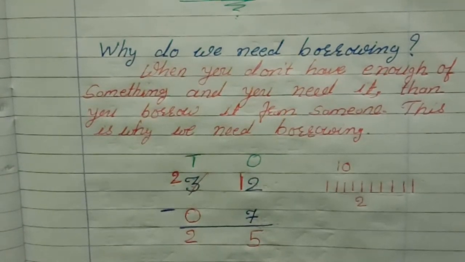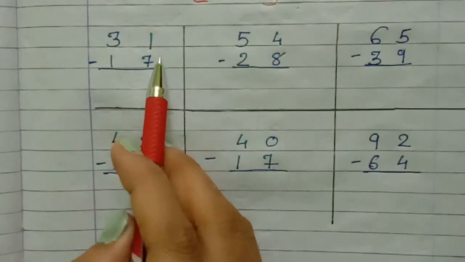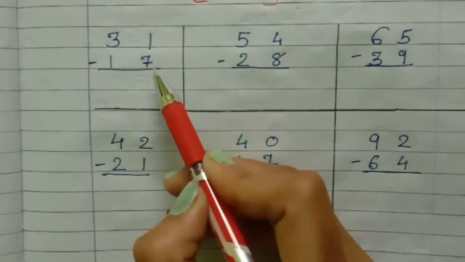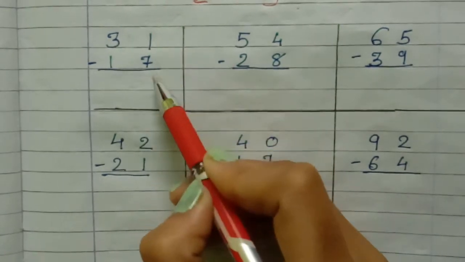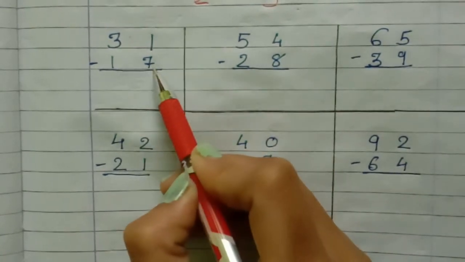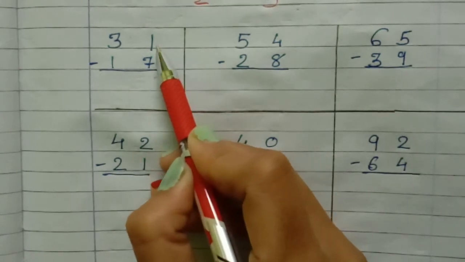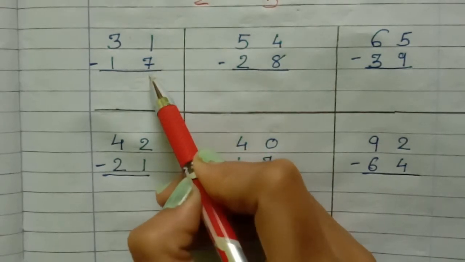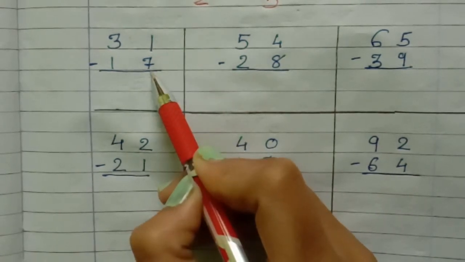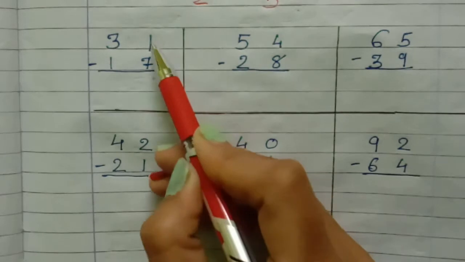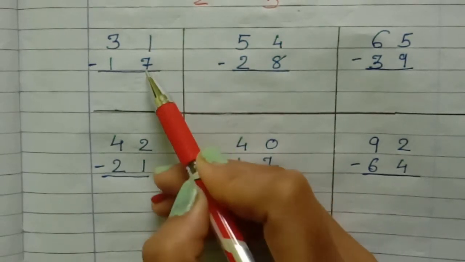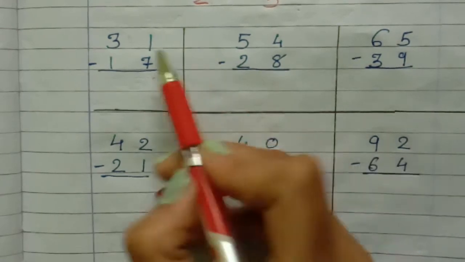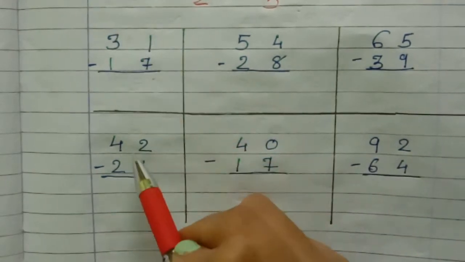Let's do another. 31 minus 17. Now at the ones place, there is 1 and 7. We have to subtract 7 from 1, but 1 is smaller than 7. So we cannot subtract 7 from 1. If you have 1 chocolate and someone asks you to give 7 chocolates, how will you give? It is not possible. So you have to borrow from another.